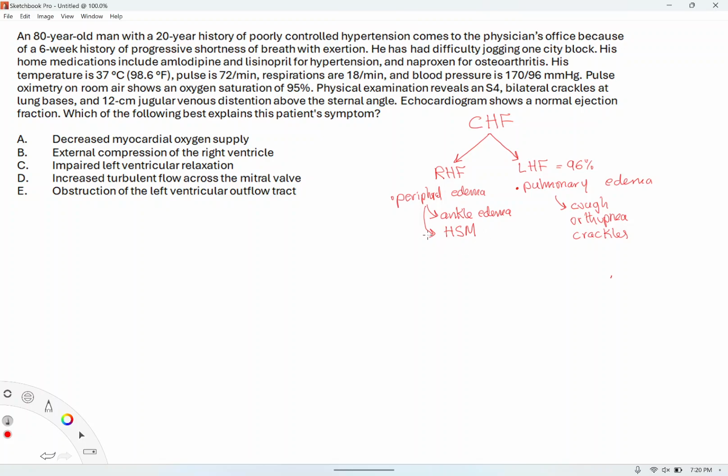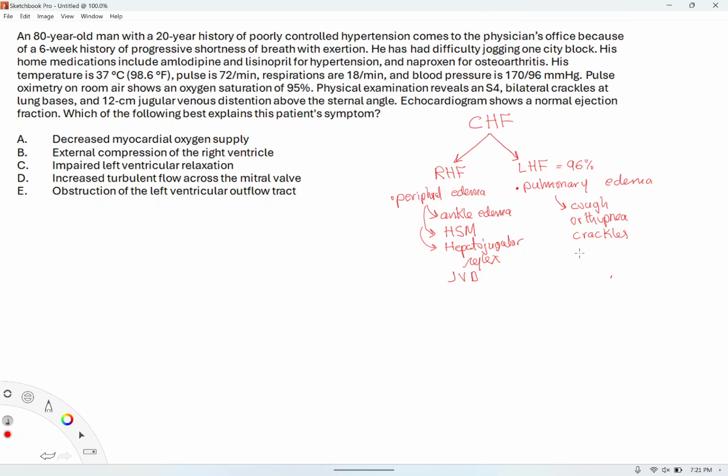Okay, and you can also look for something else, and that is hepatojugular reflux. Okay, and of course you will be looking for JVD, which is jugular venous distension. Okay, jugular venous distension. So look for these signs. That is typical of these things.